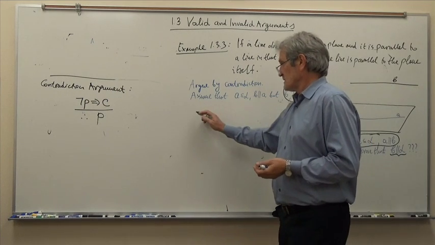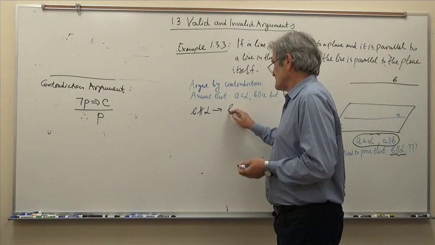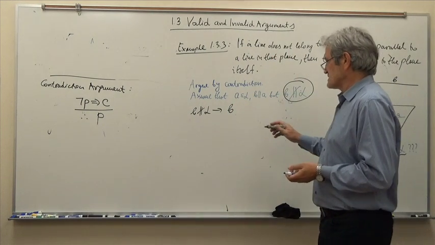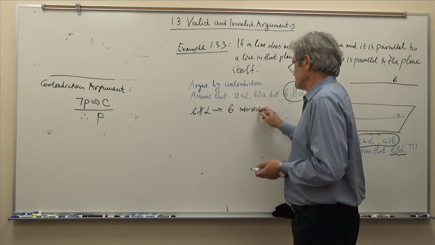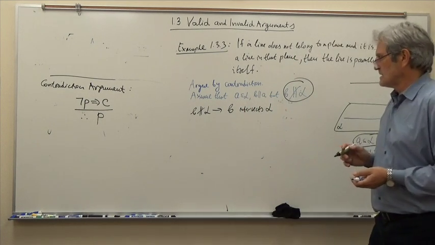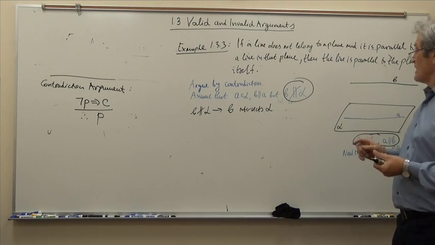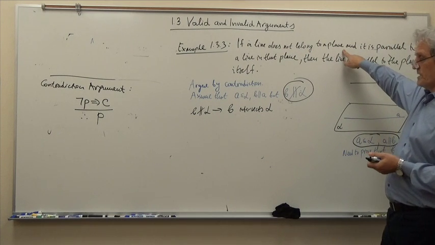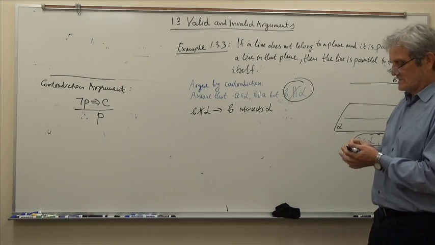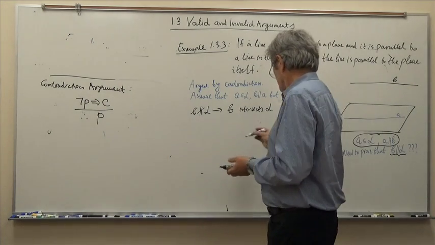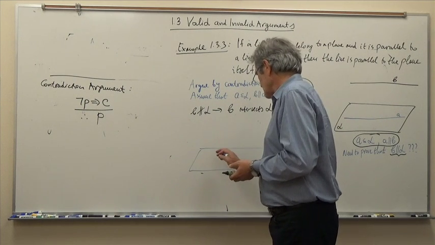If B is not parallel to alpha, that means that B intersects alpha. Because every line in the plane either has points in common or not, and the line does not belong to a plane. So if it doesn't belong to a plane and it's not parallel, then it must intersect. So generally, a picture looks now a little different. And let's see why that is not possible.